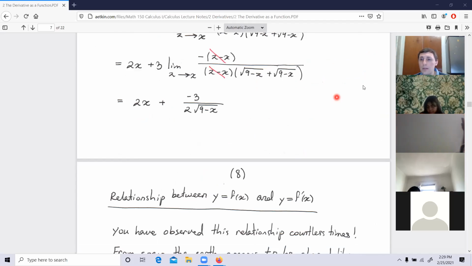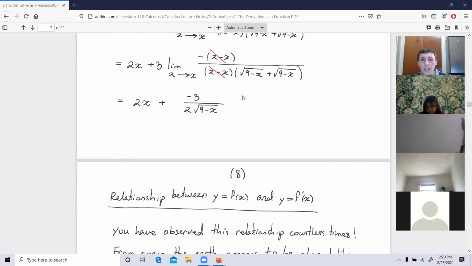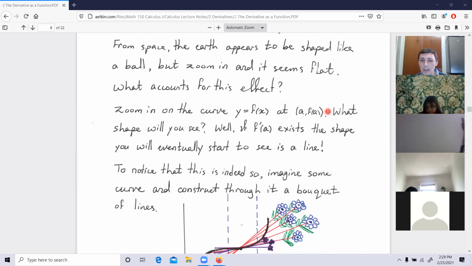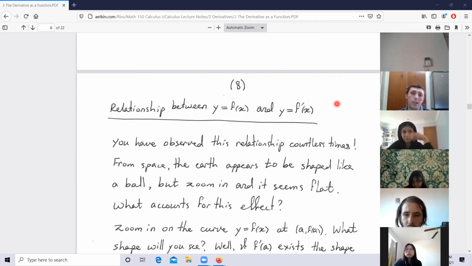Okay, and now we can examine the relationship between the graphs of f and the graphs of f prime. Well, the relationship is very important, guys, and I will try to tell you how I think of it.